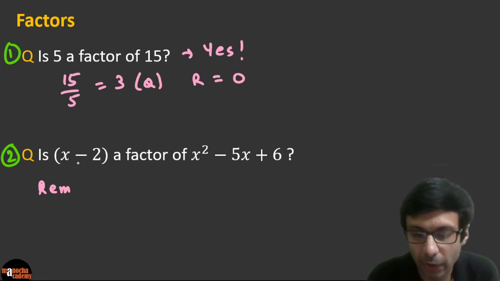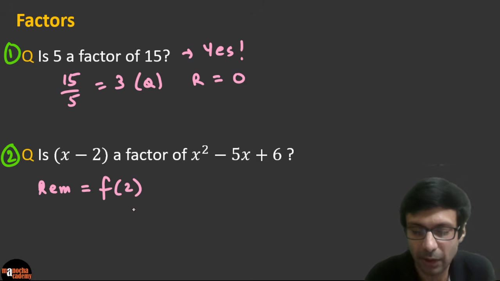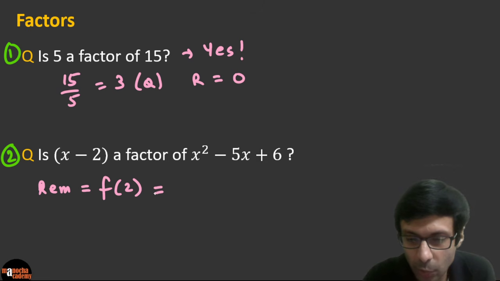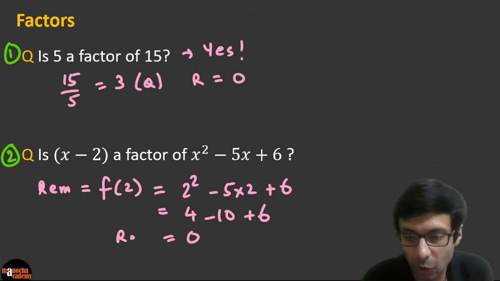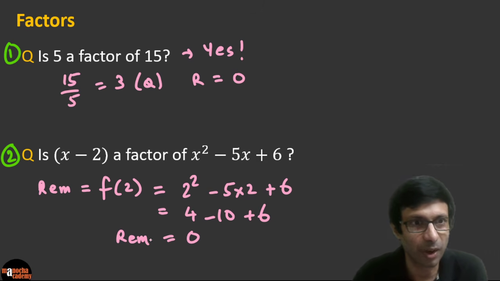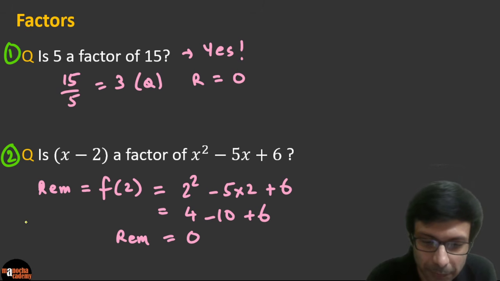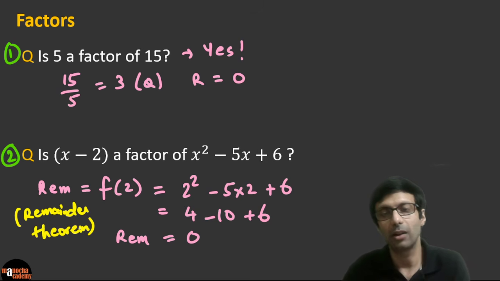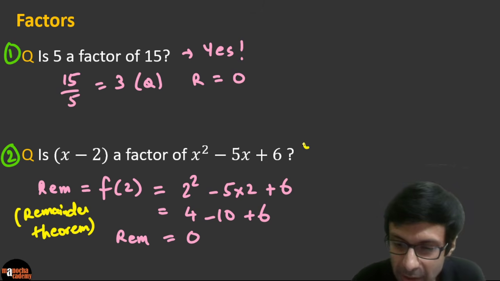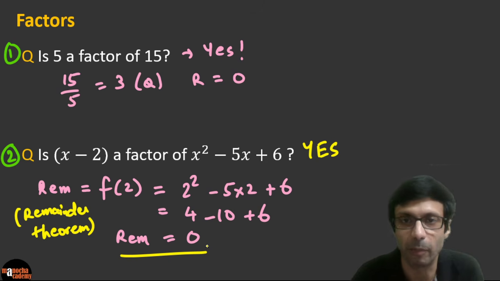When we divide this by x minus 2, the remainder is going to be f of 2, right? We set the divisor to be 0, so x is going to be equal to 2. So we just need to substitute 2 in our polynomial. So 2 squared minus 5 times 2 plus 6. That's basically 4 minus 10 plus 6. And you can see the remainder is turning out to be 0, right? Okay, so we have used the remainder theorem here. You can also do it by factorization or by long division, and you can check that the remainder turns out to be 0. So yes, it is a factor because it's giving us a remainder of 0.